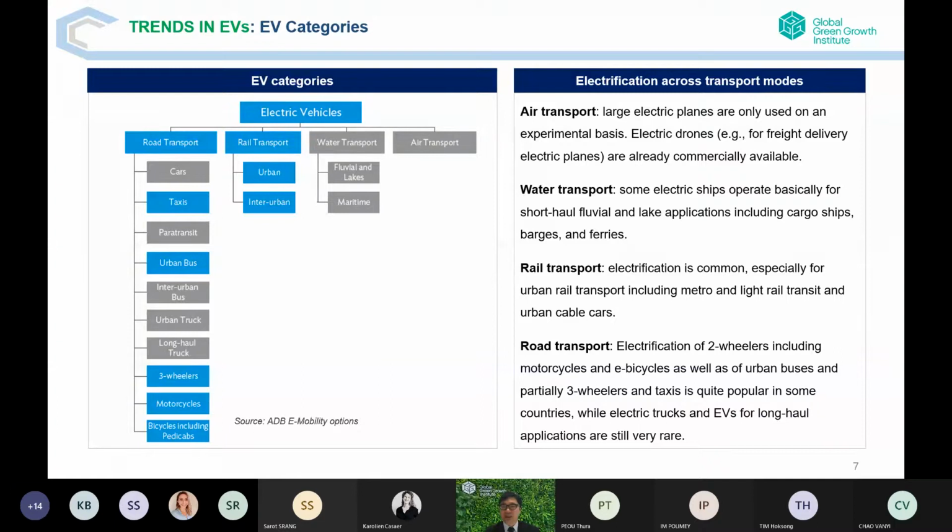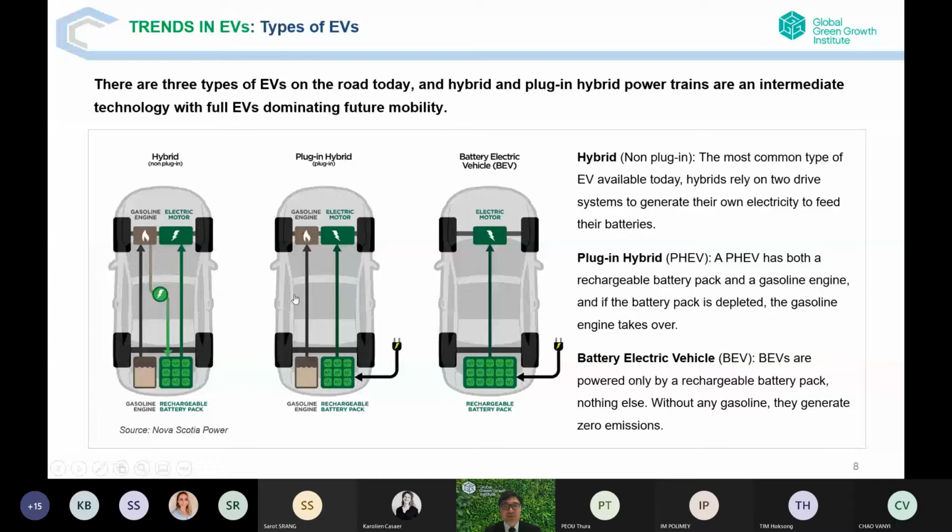many countries. And lastly, road transportation: electrification of two-wheelers, motorcycles and e-bikes. Some students have already experienced e-bikes. Urban buses, three-wheelers and taxis are also quite popular these days. Today, I'm focusing on road transportation in terms of electric vehicles. There are three types of electric vehicles on the road today: hybrid, plug-in hybrid, and battery electric vehicles.